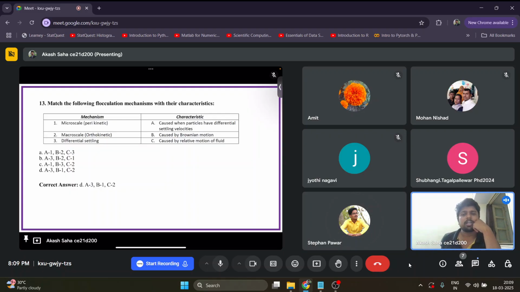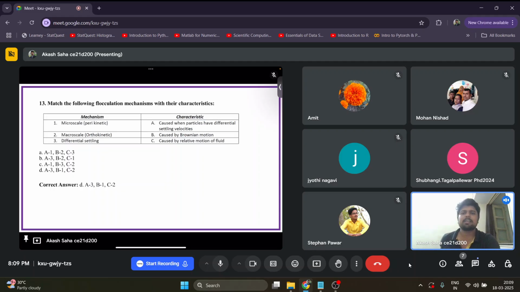Relative motion of fluid at a macro scale. You are not going into a micro scale, you are going into macro scale. And differential settling means differential settling velocity directly. It's there in the name itself. Okay, so the correct answer will be D.